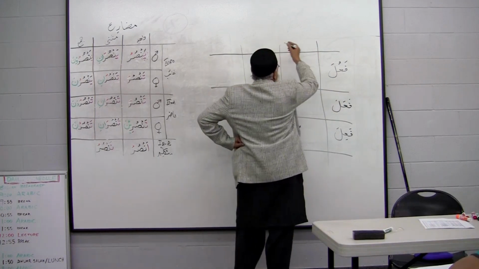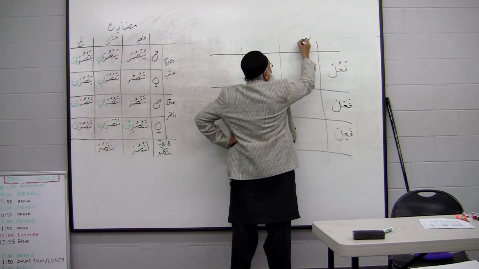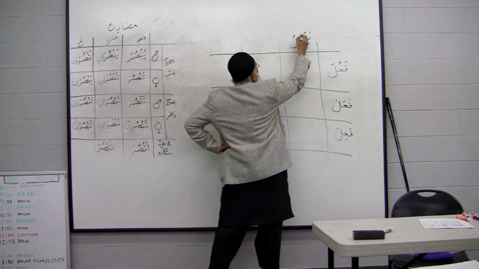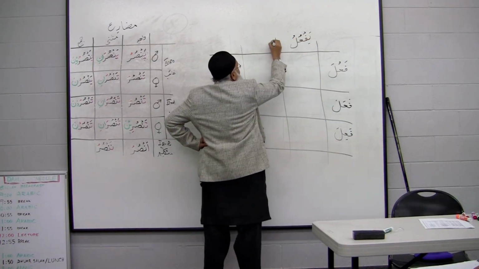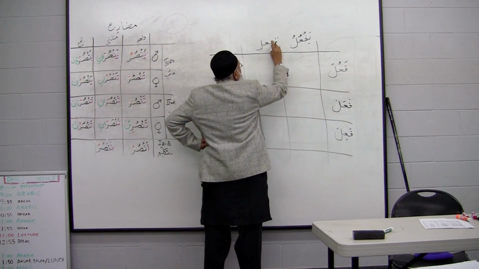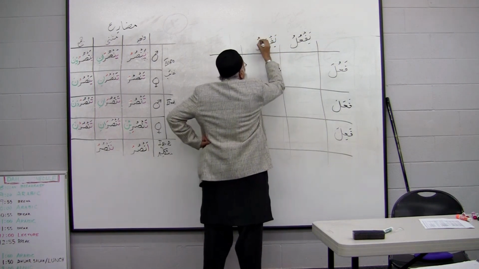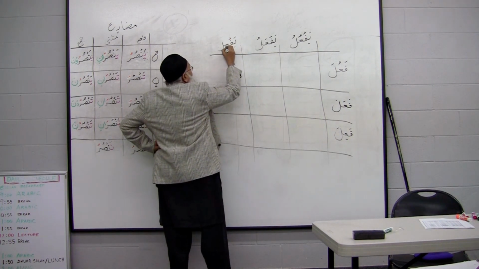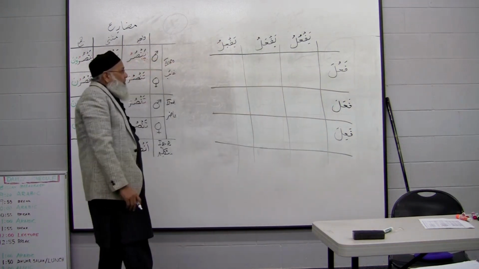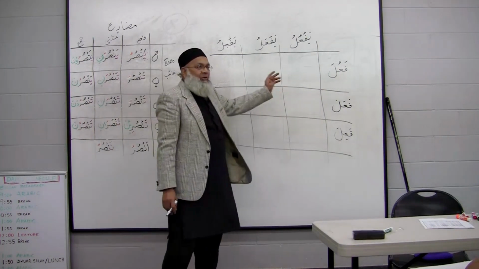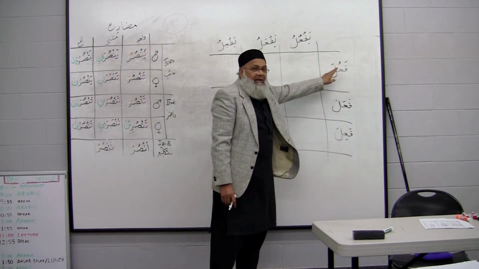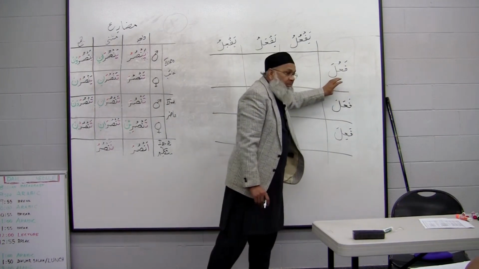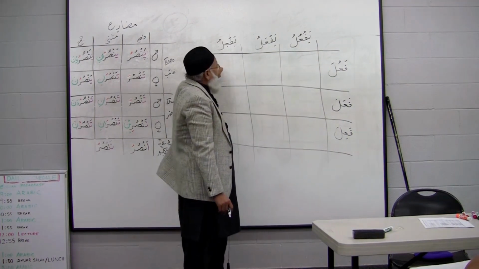Then you write Madare at the top. Yaf'ulu first, again dhamma, Yaf'ulu, Yaf'alu, and Yaf'ilu. Now, hypothetically speaking, there should be 9 possibilities. Madi with dhamma and Madare with dhamma, Madi with dhamma and Madare with fatha, Madi with dhamma and Madare with kasra.